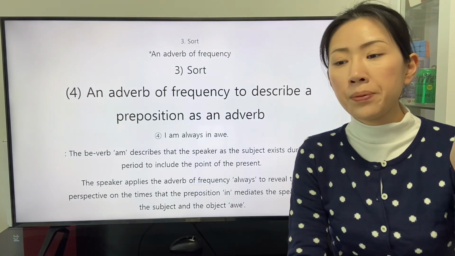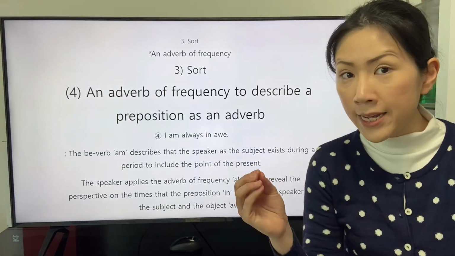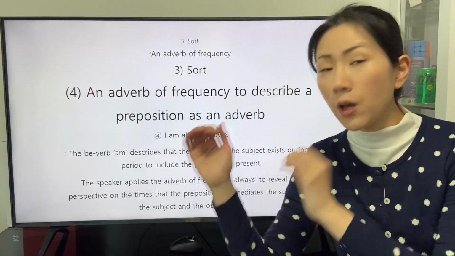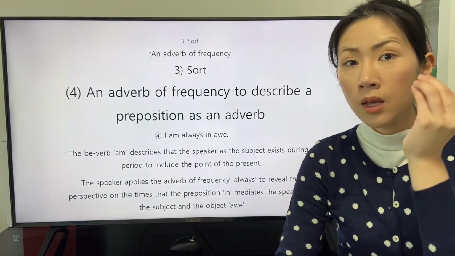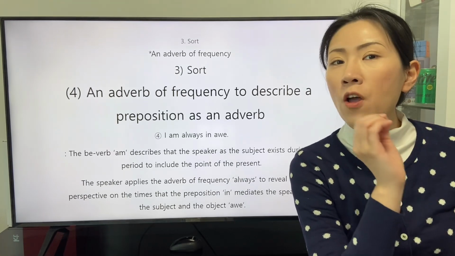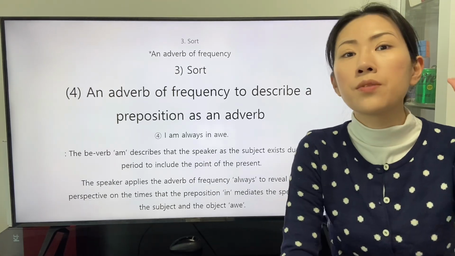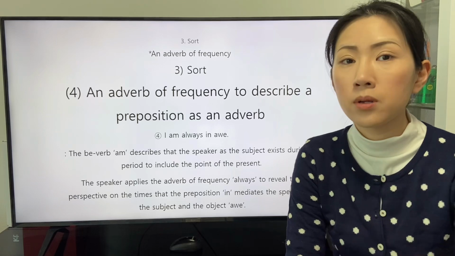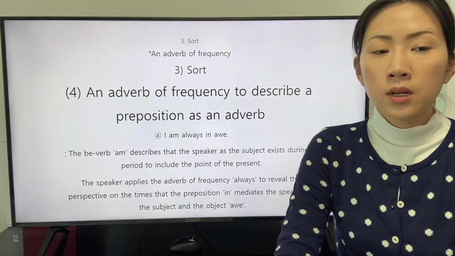The other preposition mediates the subject and the object at the same time when the verb of the clause describes the subject of the verb. There is a clause.